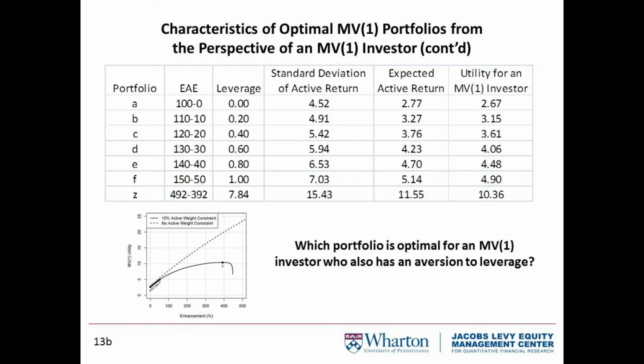But a natural question is, okay, portfolio Z is optimal for a mean variance investor with volatility tolerance of 1, but what if that investor also has an aversion to the unique risks of leverage? Which of these would they prefer? Mean variance analysis can't answer this question, hence the need for mean variance leverage analysis.